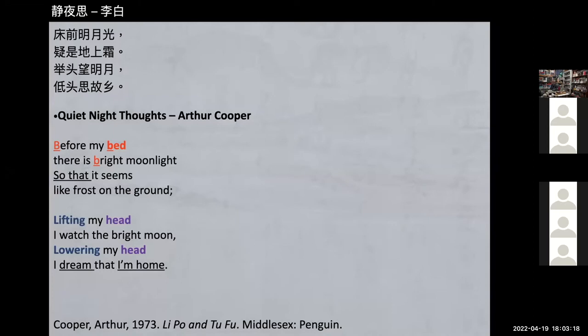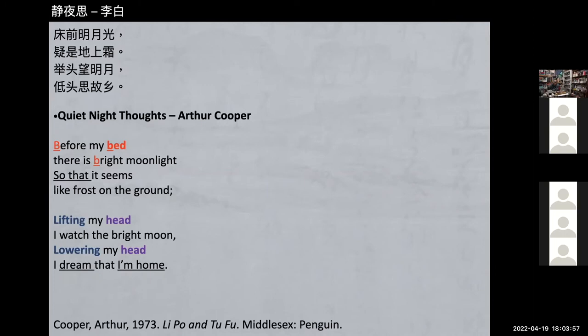But again, he tried to include some musicality. Again, before my bed, B, alliteration, right? And again, bright. Before my bed, there is bright moonlight, 3 B's. This is alliteration. So that it seems, this S sound, again alliteration, like frost on the ground. Lifting my head, I watch the bright moon. Lowering my head, I dream that I'm home.